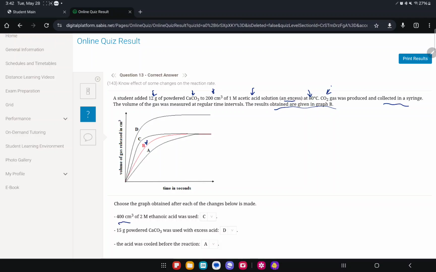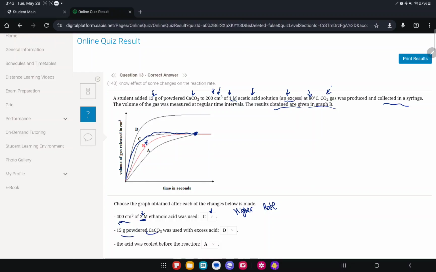What happens if we use 400 centimeter cube? Here we have 200 centimeter cube. What happens if we increase its volume or increase its concentration also? It's not only increasing the volume, it's increasing the concentration. Here we had 1 M, here it's 2 M. So if we increase concentration, we get a higher rate. But is this the limiting or the excess? It's the excess. So will it increase the product? No. It's just going to be faster. So it's going to be C. It's going to be the same product.